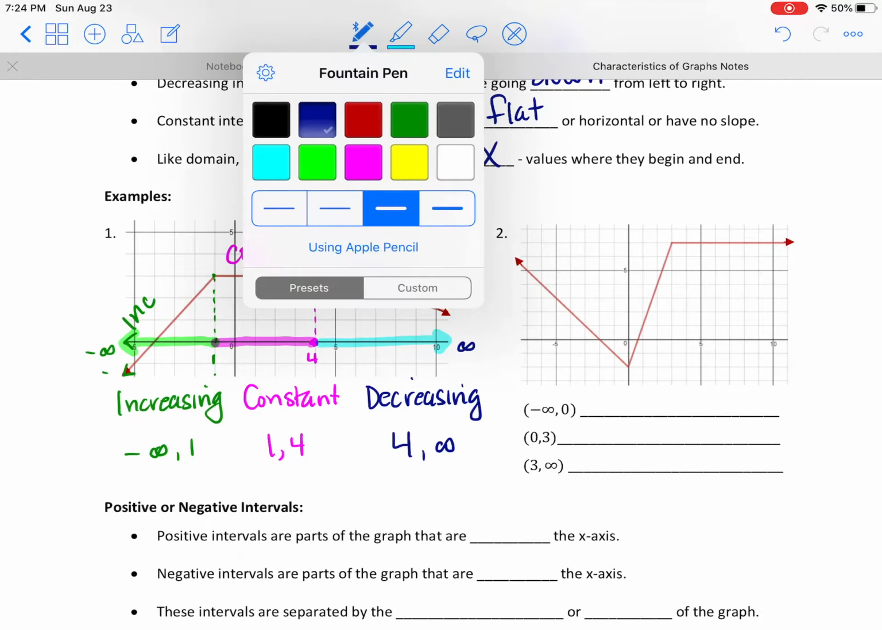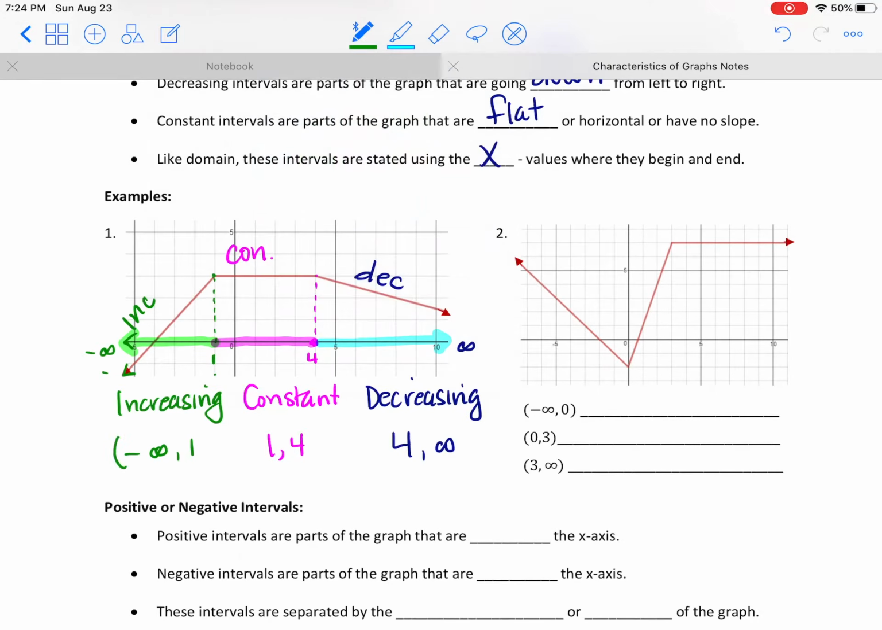And hopefully we remember that these infinities are always going to get parentheses. Now we can't actually be increasing, decreasing, or constant at a point, only over an interval. So we are always going to use parentheses for these intervals. So at 1 itself, that specific point, nothing is happening, but along the interval in between negative infinity and 1, actually that's negative 1, the graph is increasing. So we'll always be using parentheses.